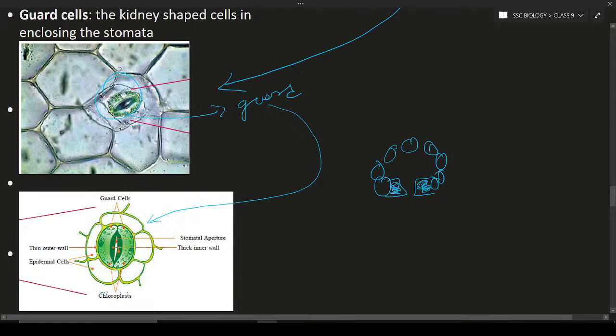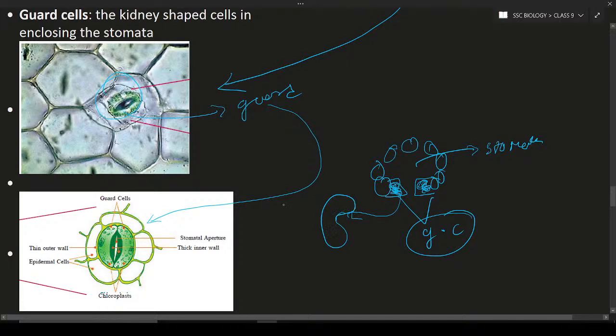If you see from the longitudinal section, if you cut from top to bottom, you can see it in this way. This is known as stomata, and these two are known as guard cells. How are they going to look? They look like kidney shaped cells.